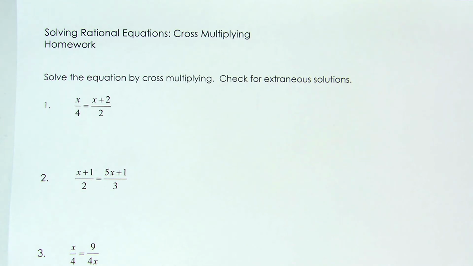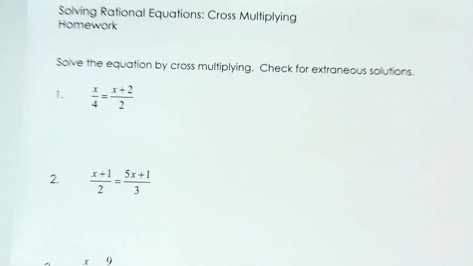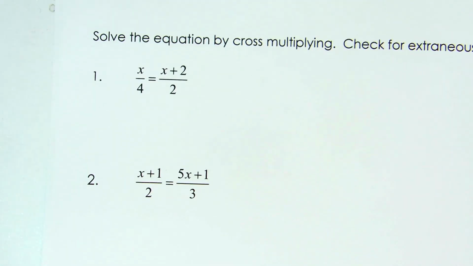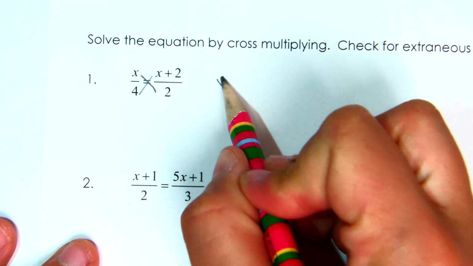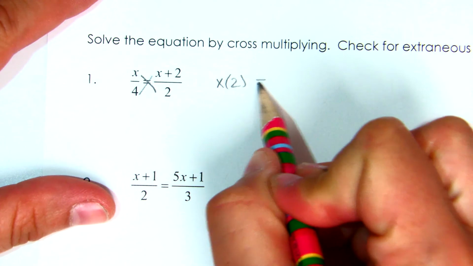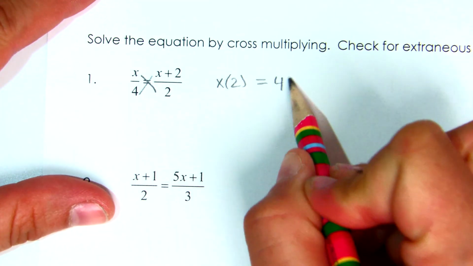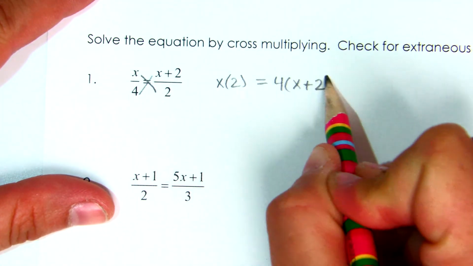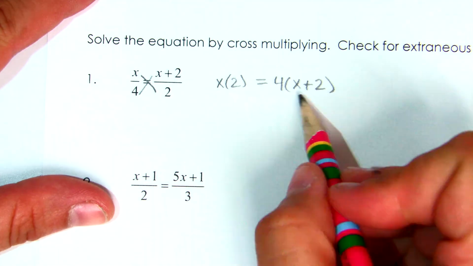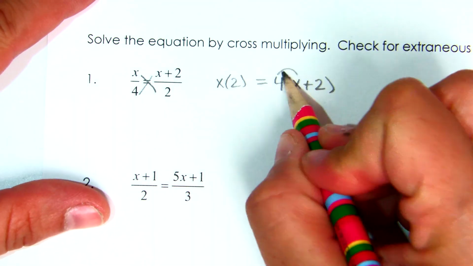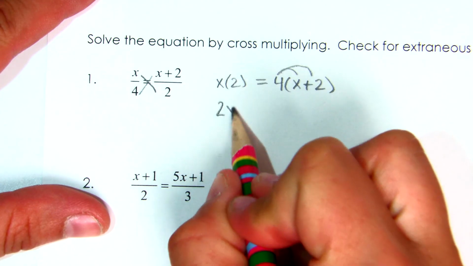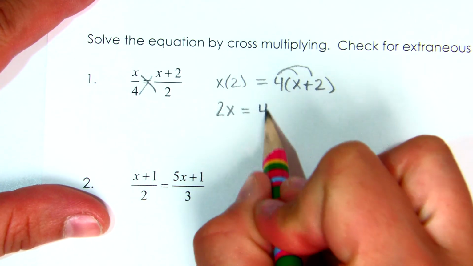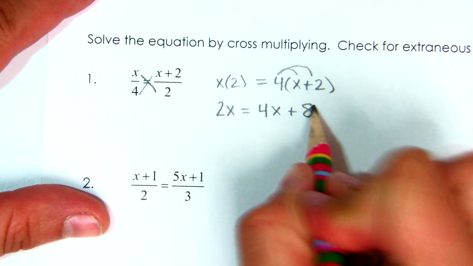So here we're going to solve rational equations by cross multiplying. Just like we did in class today, you're going to cross multiply. So x times 2 is going to be equal to 4 times x plus 2. Then I'm going to do the multiplication. Here I have to distribute. So I'm going to have x times 2 is 2x, and then 4x plus 8.